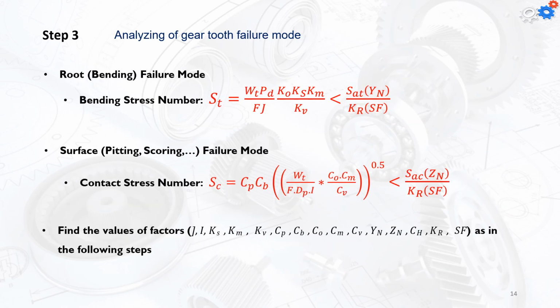After calculating the tangential force, we can start analyzing the gear tooth failure modes. First, we start with the root and finding the bending stress number. Also, for the surface, we can find the contact stress number. So we need to find the values for the factors as we are going to show in the next steps.